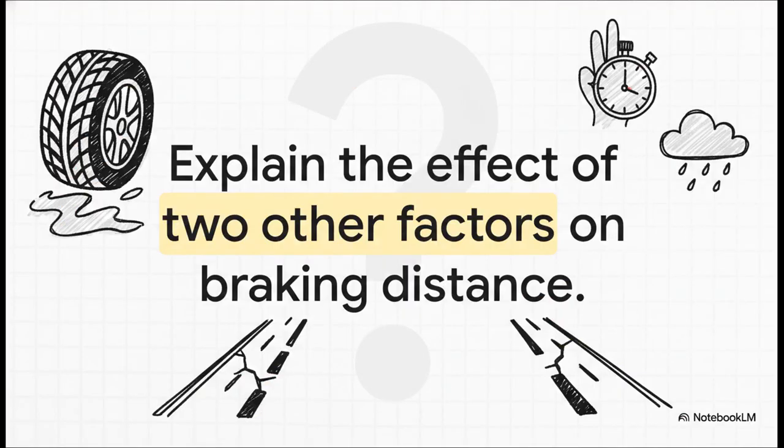The question asks us to explain the effect of 2 other factors on the braking distance of a car. Now, that command word "explain" is a huge clue. It means we have to give a reason, not just a list. And it's worth a good 4 marks. Oh, and notice it says do not refer to speed, a classic exam trick to make sure you're reading carefully.